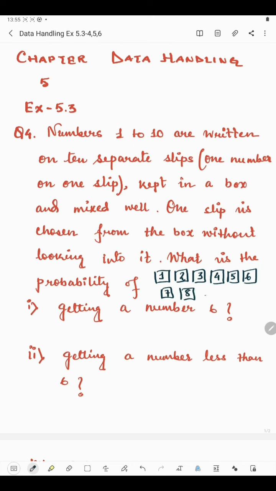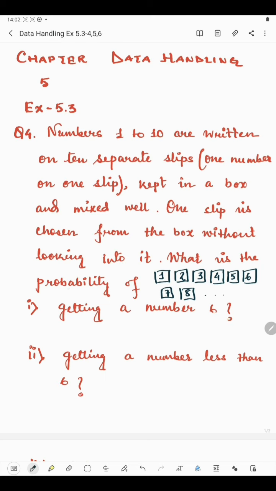Now one slip is chosen from the box. Suppose these pieces of paper, these slips, are kept in a box, and without looking into it you are withdrawing one paper from the box. Now what is the probability of, in the first part, getting a number 6?